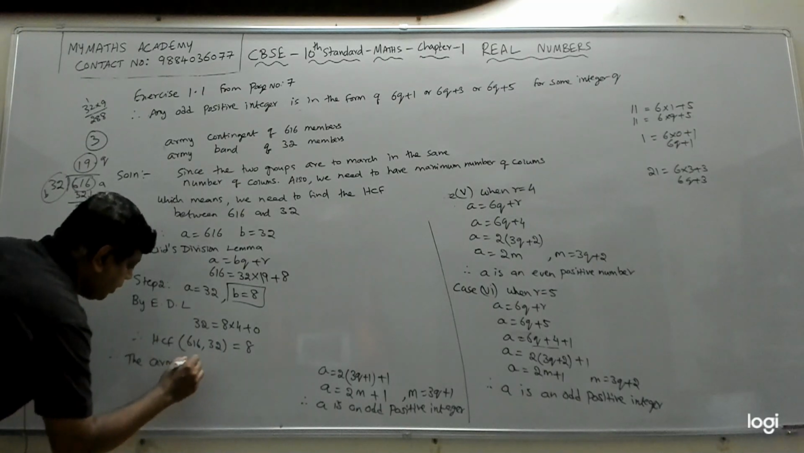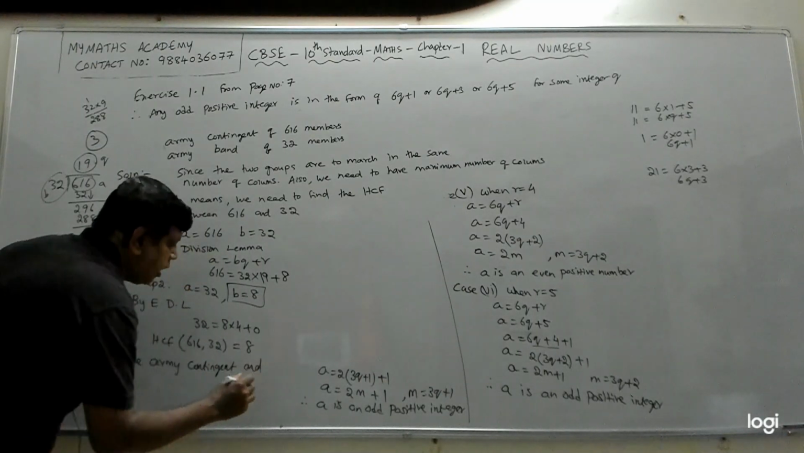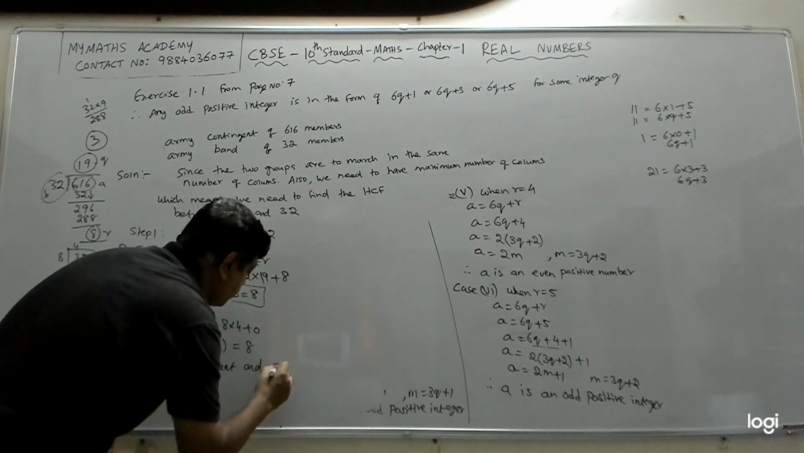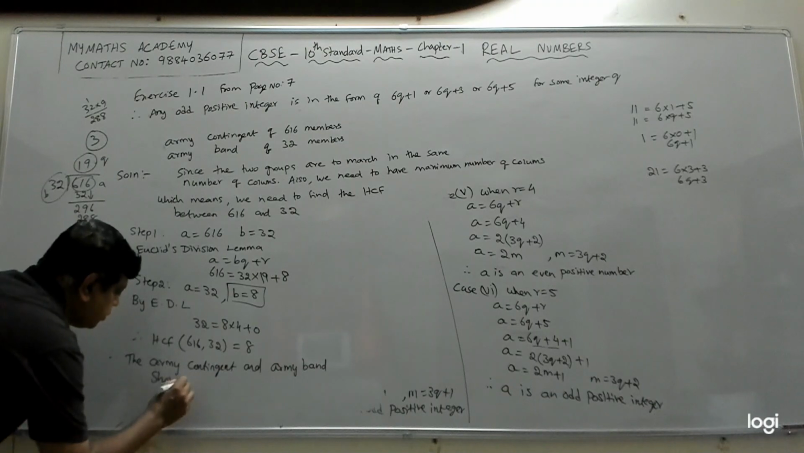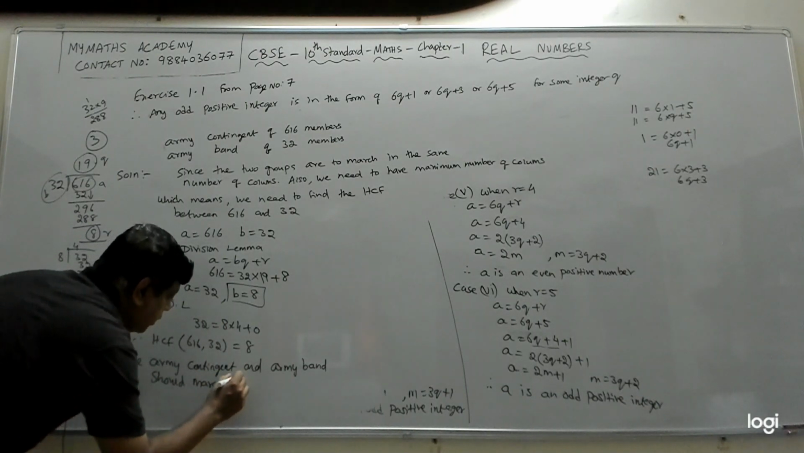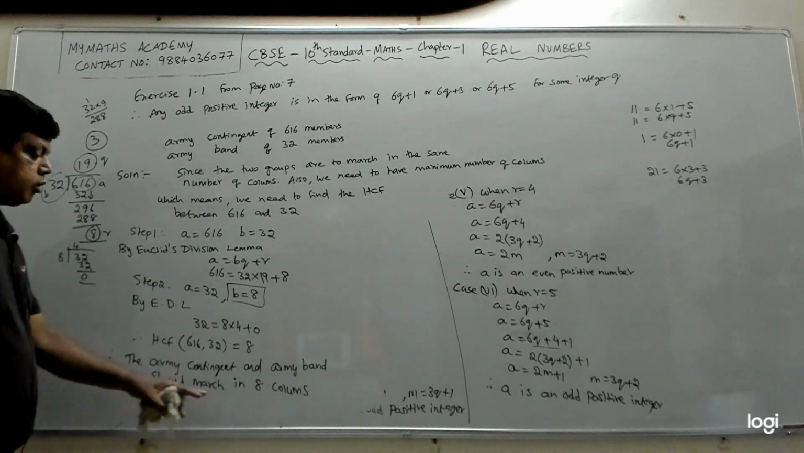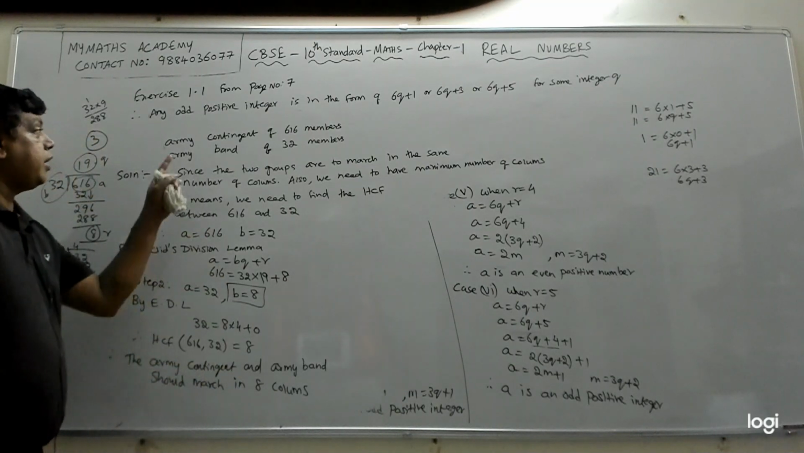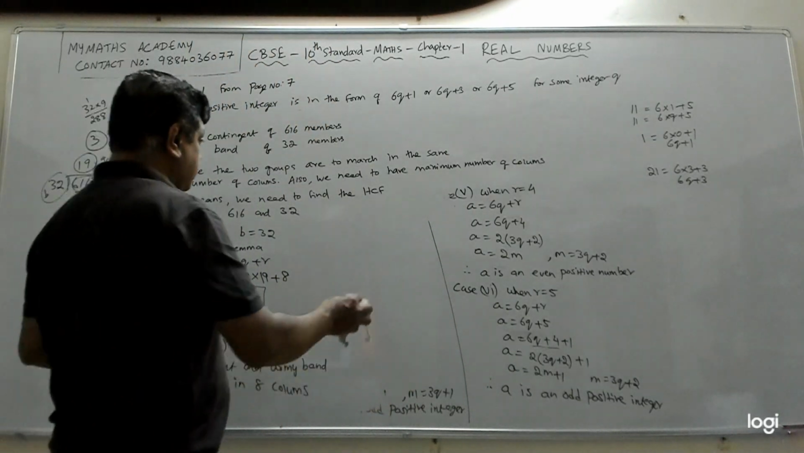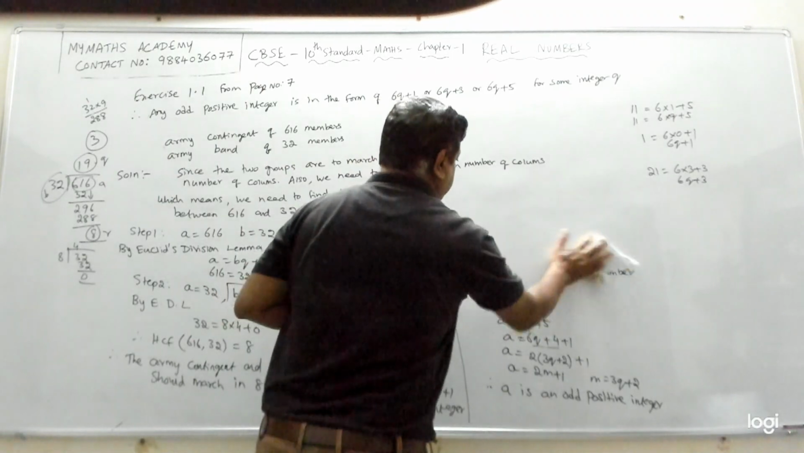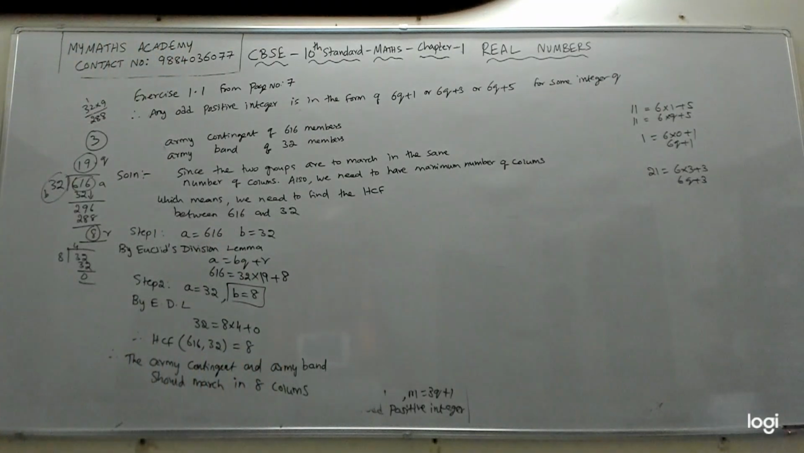So therefore, the army contingent and army band should march in 8 columns. The maximum number of columns possible is 8, because it is the maximum number that divides both these numbers. Clear? So that is how we do this problem.